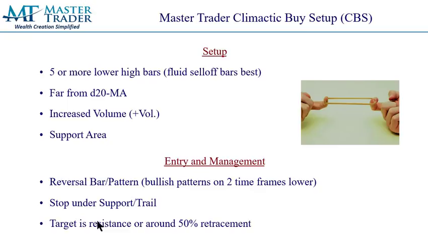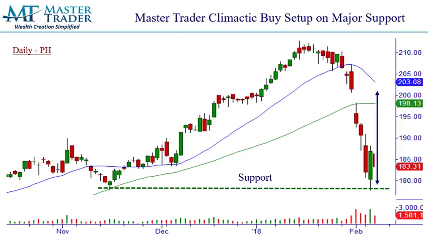Target is always resistance for longs, but if there is no resistance, because if you get that nice fluid sell-off, we're looking for roughly a 50% retracement based upon retracement rules. Let's look at some examples.